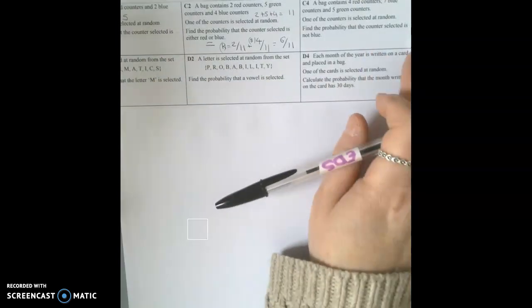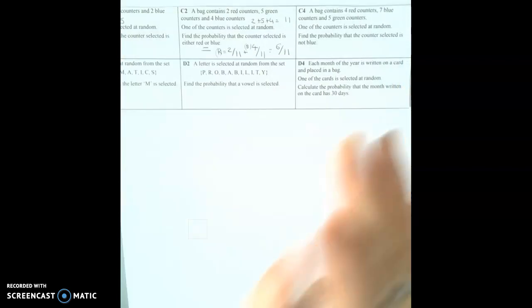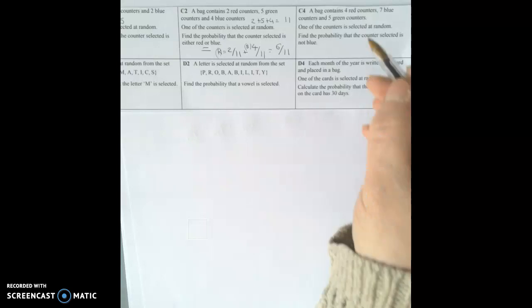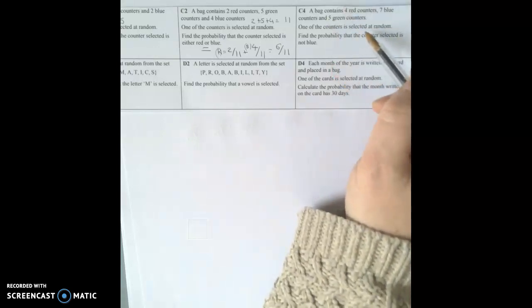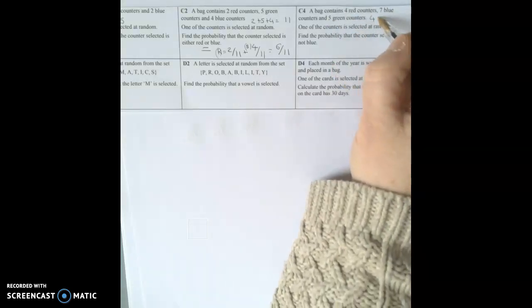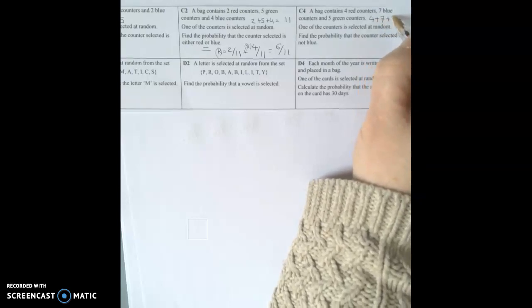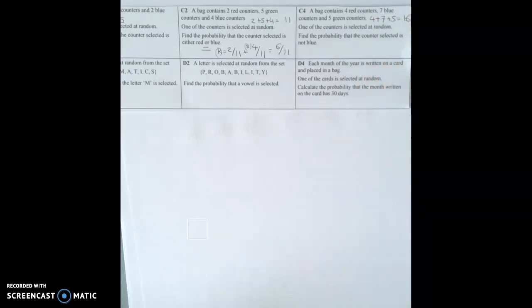Then we have the next question. A bag contains 4 red counters, 7 blue counters and 5 green counters. One of the counters is selected at random. Find the probability that the counter selected is not blue. So again, we need to know the total number of counters that are in our bag. So that's 4 add 7 add 5 equals 16. So we have 16 counters that are in our bag.